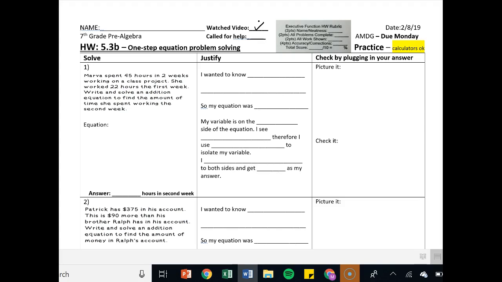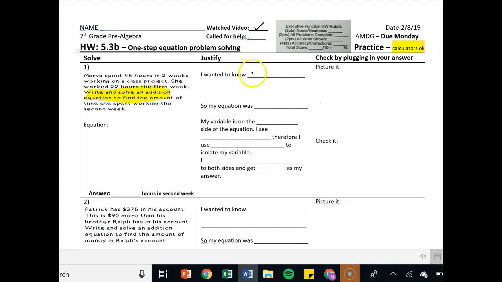So it says Marva spent 45 hours in 2 weeks working on a class project. She worked 22 hours the first week. Write and solve an addition equation to find the amount of time she spent working the second week. So kind of helps you out here because it tells you, write and solve an addition equation. And I wanted to know the amount she worked the second week.